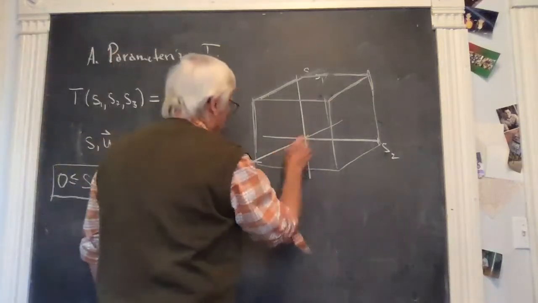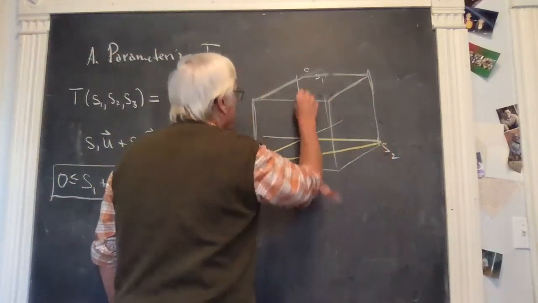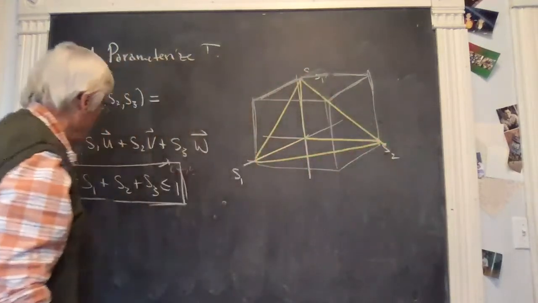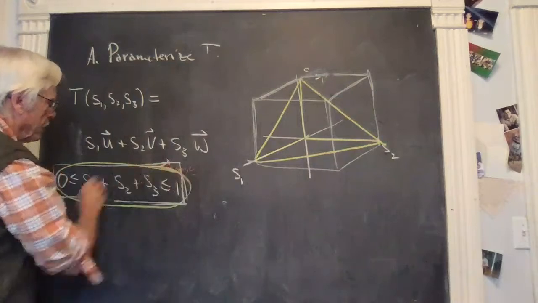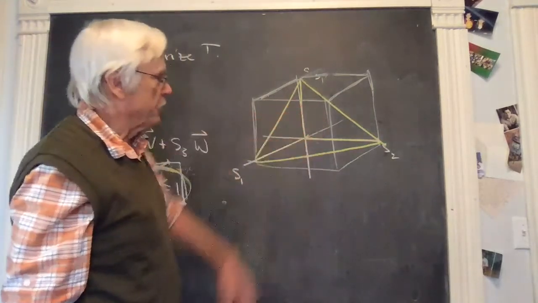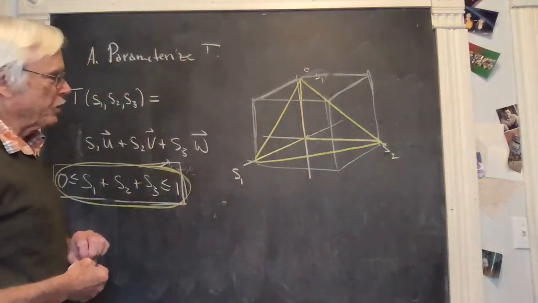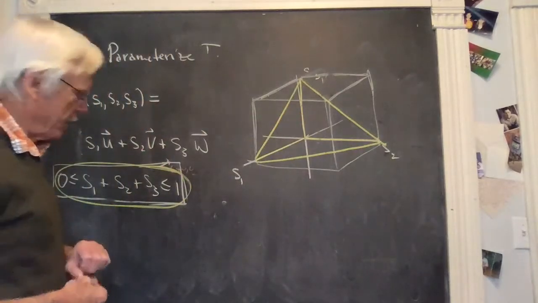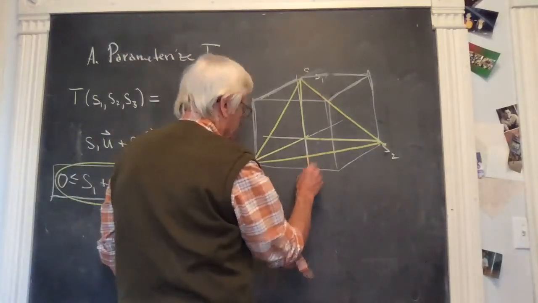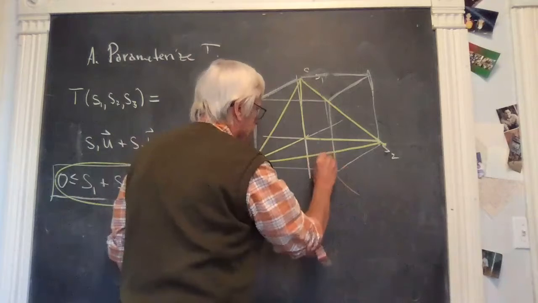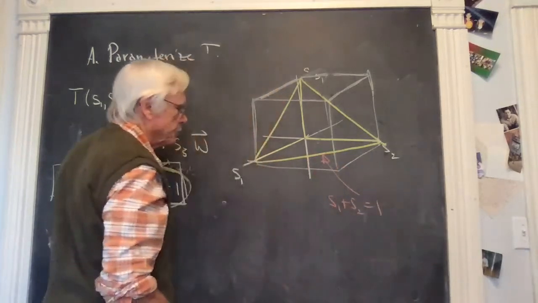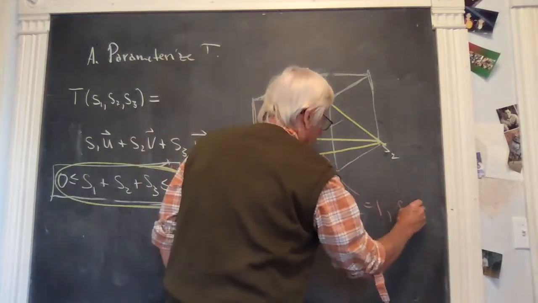And if you work it out, this condition means that you want the S values to lie inside this particular tetrahedron. And this particular tetrahedron is nice to determine. Right here is this line right here. S1 plus S2 equals 1. And S3 equals 0.